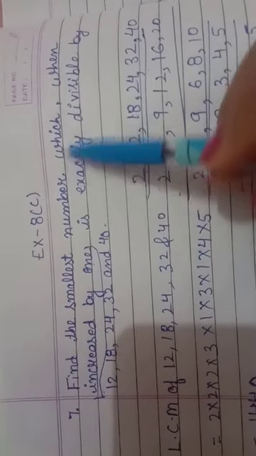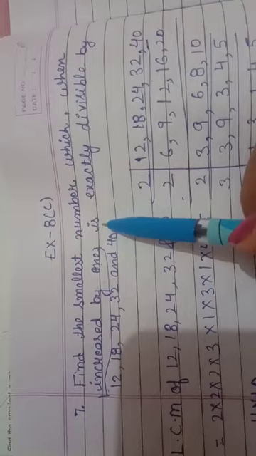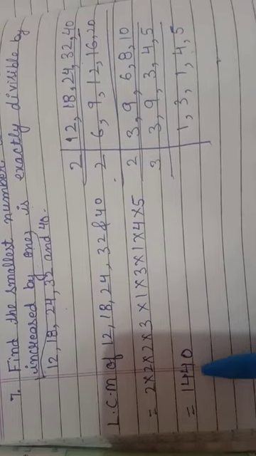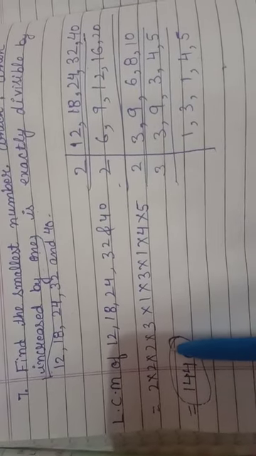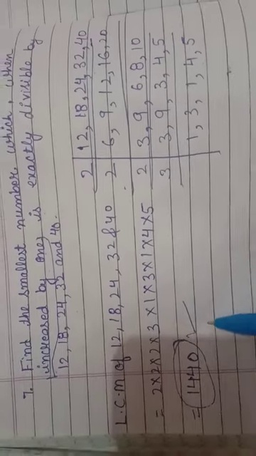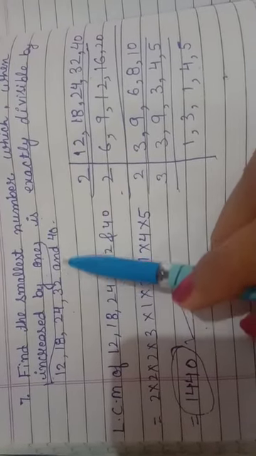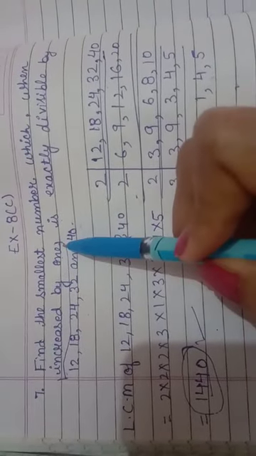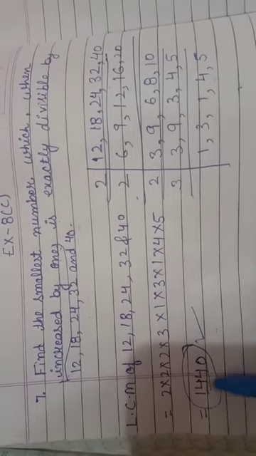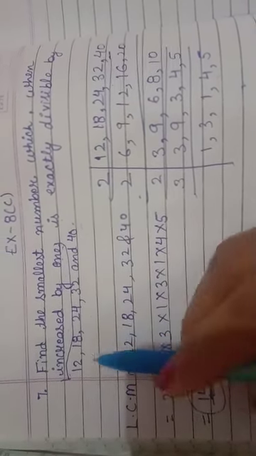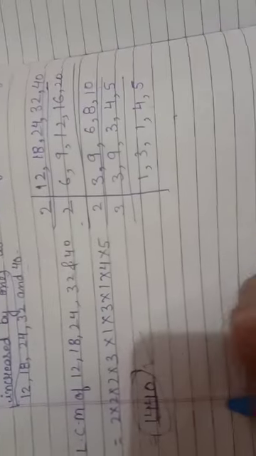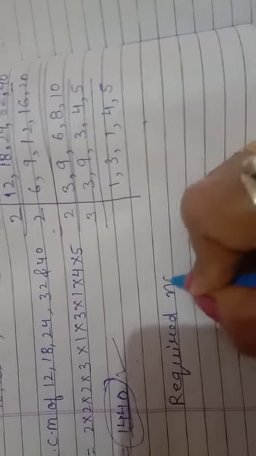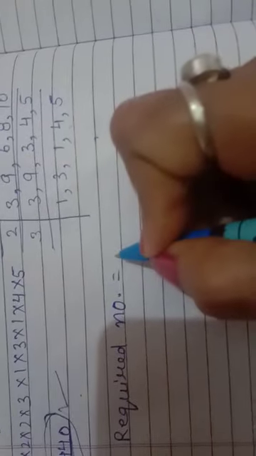So it's time to focus on the point which they have given. They said find the smallest number which when increased by 1 is exactly divisible. Beta, this is the key point that we have to focus on. We know very well that the LCM is the number which is completely divisible by the numbers whose LCM we are taking. So he said this number is increased by 1. It means this number is already increased by 1, na? That's why it is divisible by these numbers. So our required number will be, we will subtract 1 from this number.